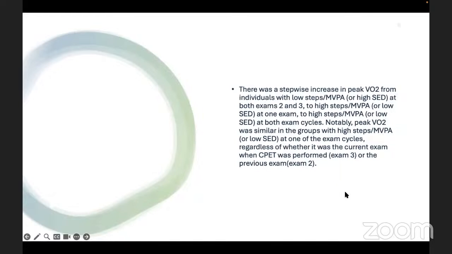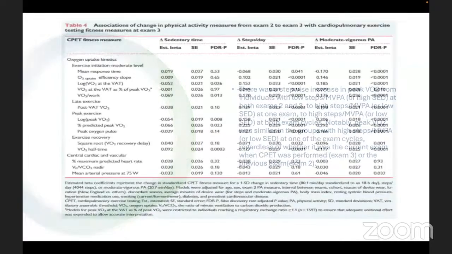So there was a stepwise increase in the peak VO2 from individuals with low steps, MVPA or higher SED at both exam 2 and 3, to high steps, MVPA or low SED at 1 exam, to high steps, MVPA or low SED at both exam cycles. Notably, peak VO2 was similar in the groups with high steps, MVPA or low SED at one of the exam cycles, regardless of whether it was the current exam when the CPET was performed, exam 3, or the previous exam. Next.